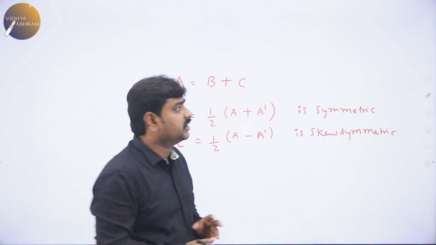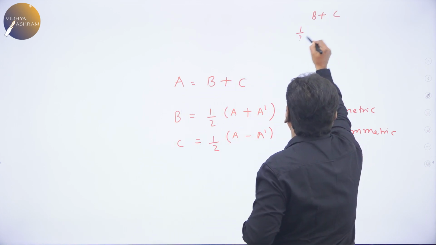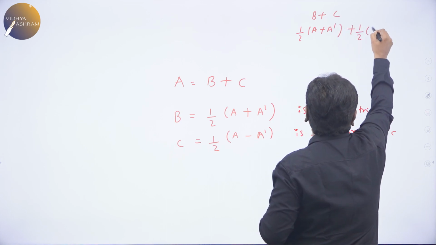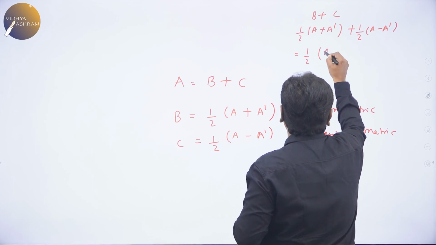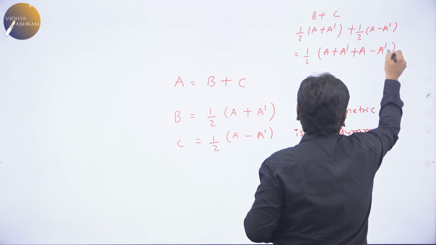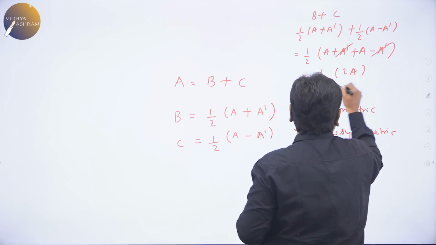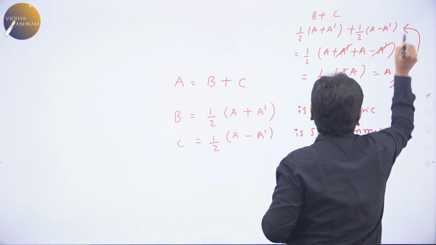If you want to verify, I'll add B plus C. B plus C means what? Half into A plus A dash plus half into A minus A dash. If I add this, I'll take half common, we'll be left with A plus A dash plus A minus A dash. So everything cancels here, and A plus A becomes 2A. If I cancel further, I'll get A. So A can be written like this.